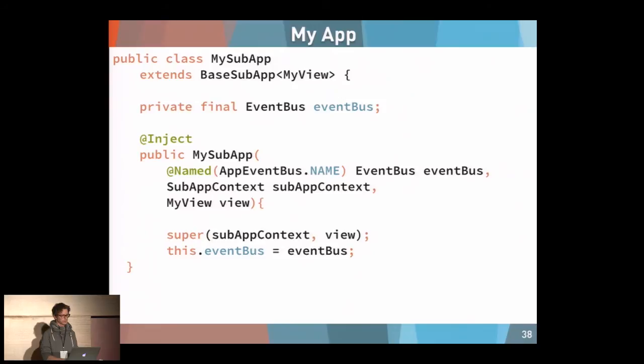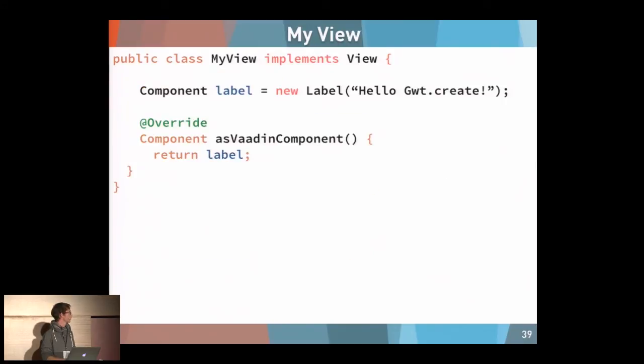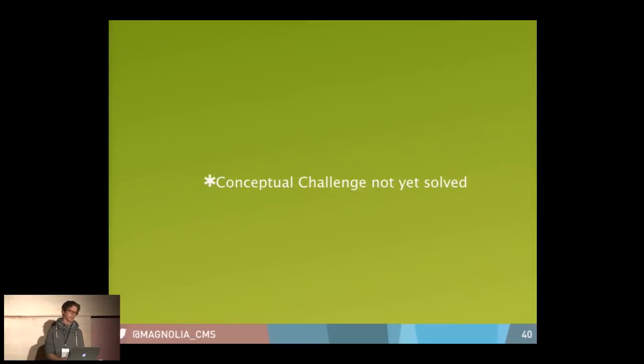And you also see the view is also injected into the constructor. Okay. And here you then actually have the view implementation, and this is what it looks like. It's in the end just a label stating Hello GWT.create, and that's it. That's essentially what you need to know if you want to write your own app inside Magnolia.